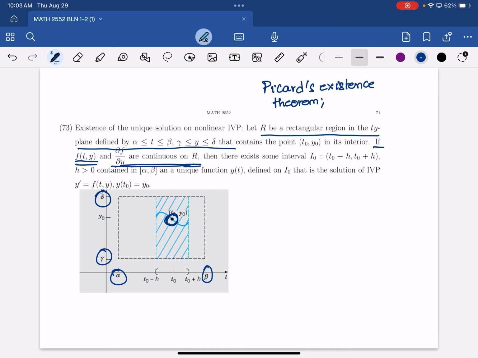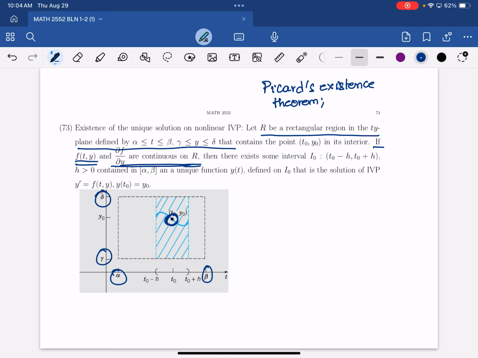Everywhere in this region, then Picard's existence theorem tells you that there exists a unique solution in some smaller interval around the initial value. It doesn't tell you that you're guaranteed a unique solution in the entire rectangle. No, it tells you that there is a unique solution in some smaller rectangle around the initial value. That's all Picard's existence theorem is saying. Are you with me on that?